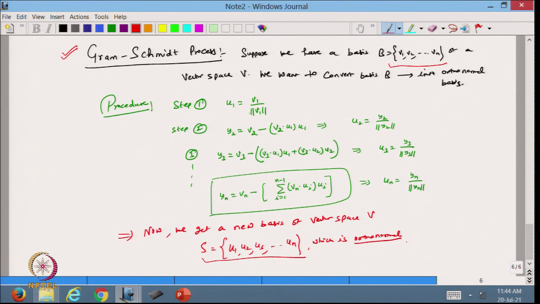So I will stop here. In today's lecture we have discussed that if we have a basis for a given vector space, how we can convert that basis into an orthonormal basis of the same vector space. That process is the Gram-Schmidt process, which converts the given basis into an orthonormal basis. In the next lecture we will continue with that.